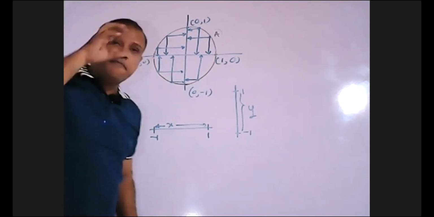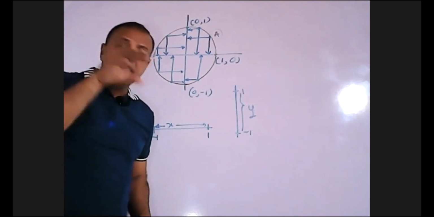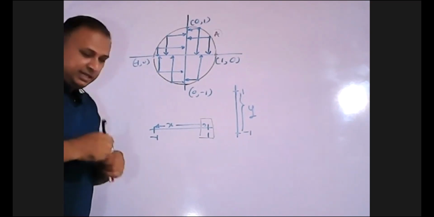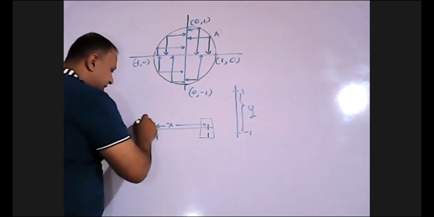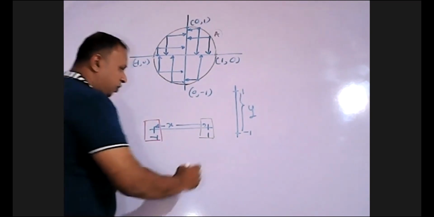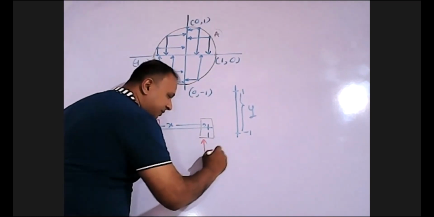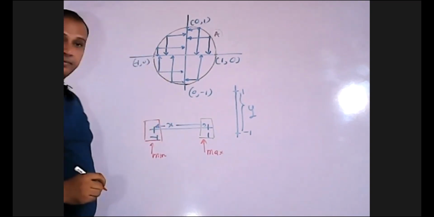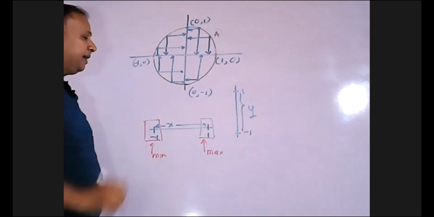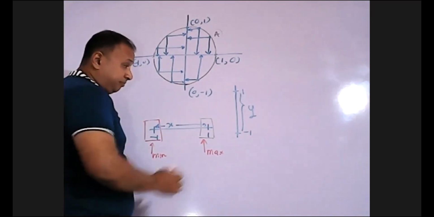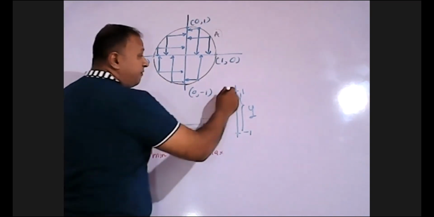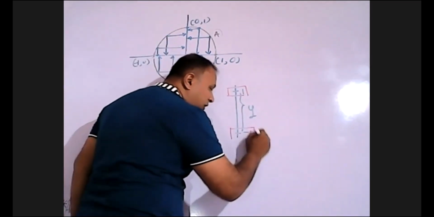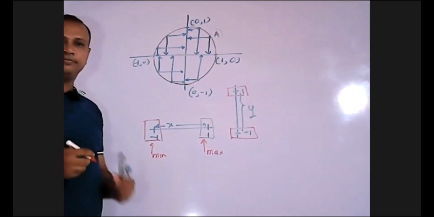Therefore, the maximum x value is plus 1. The minimum x value is minus 1. So this is the maximum one, and this is the minimum one. And the maximum value of y is plus 1, and the minimum value of y is minus 1.